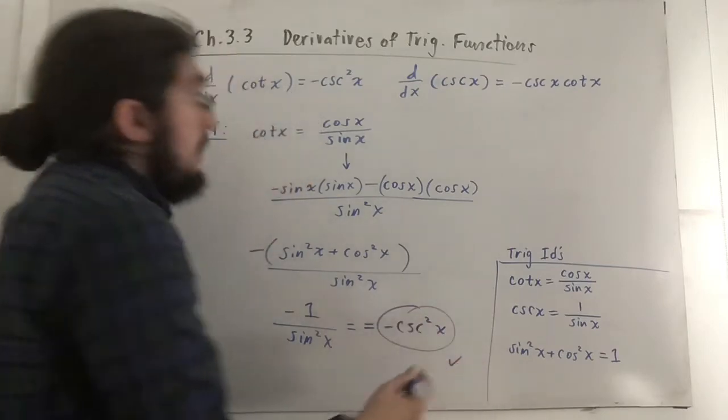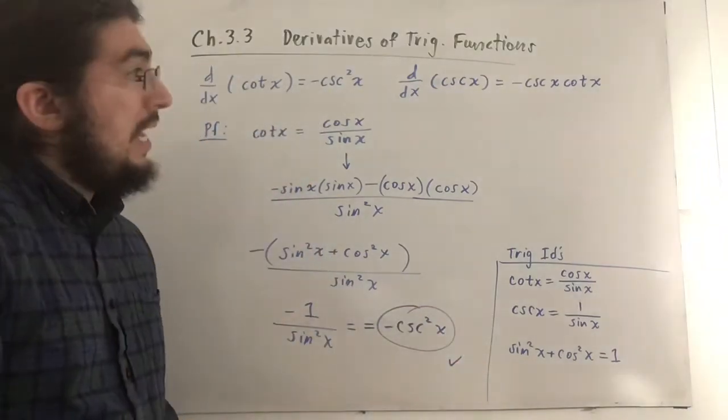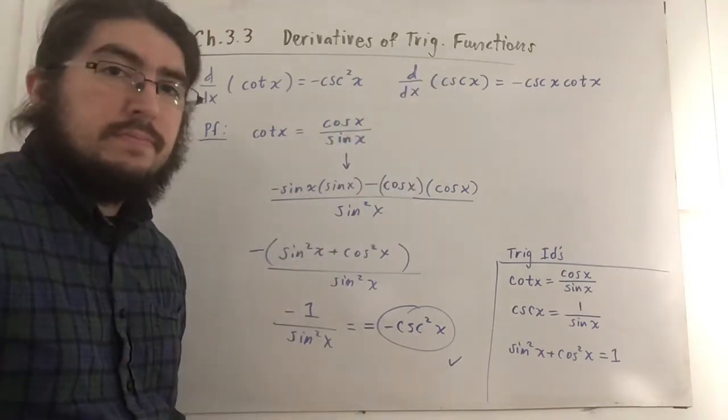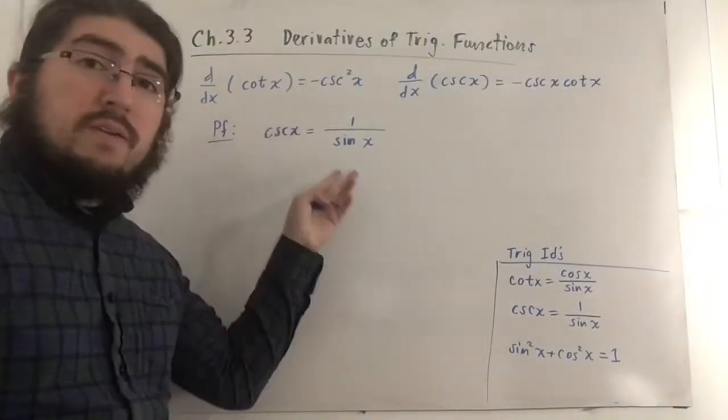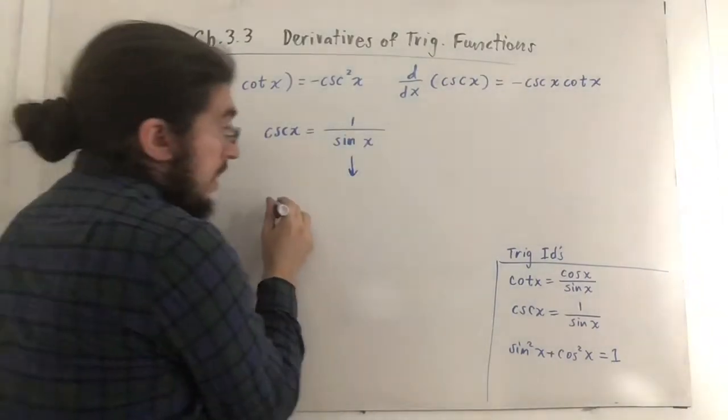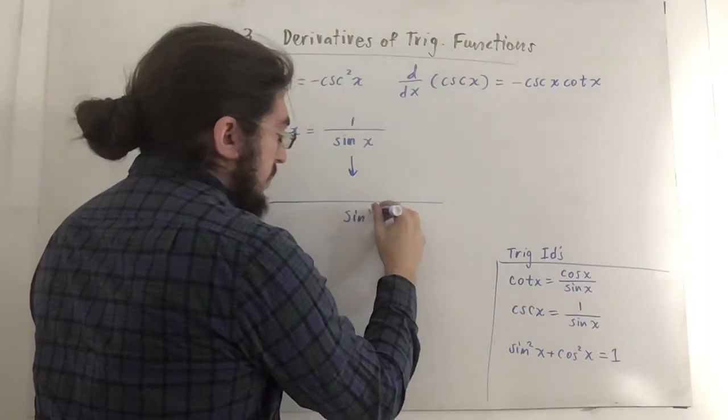Perfect. That proves this one, and I'm going to erase this and prove cosecant's derivative to you. Alright, so let's see. Cosecant is 1 over sine. Perfect. Find the derivative using the quotient rule. It's going to be all divided by the bottom squared, by sine squared.